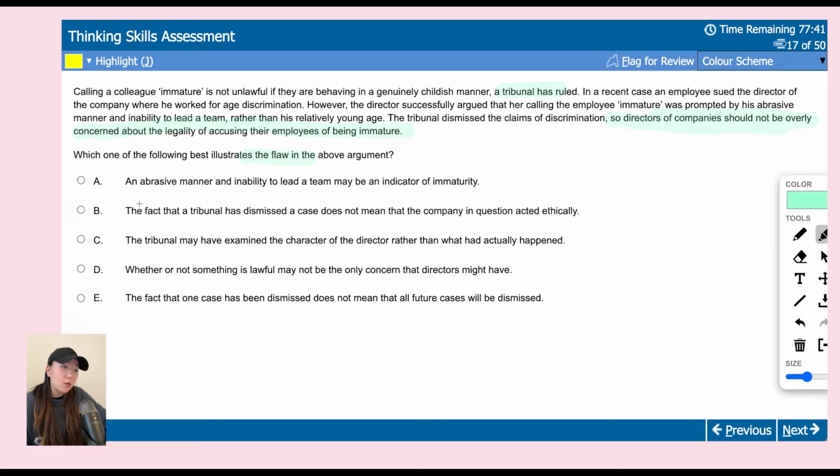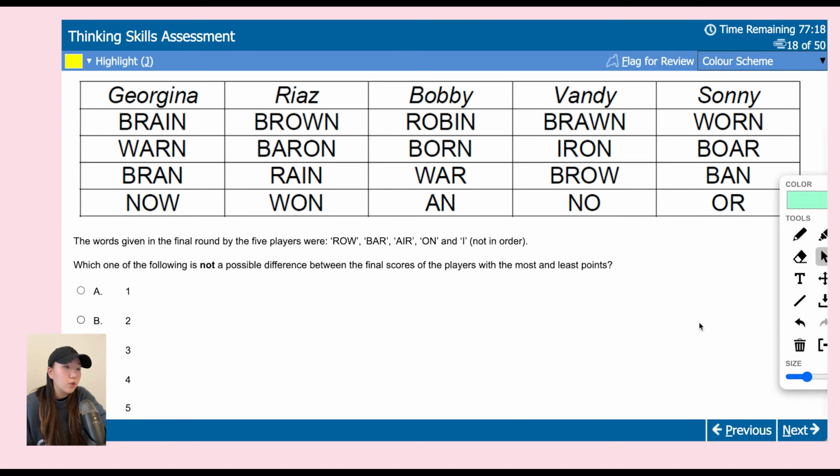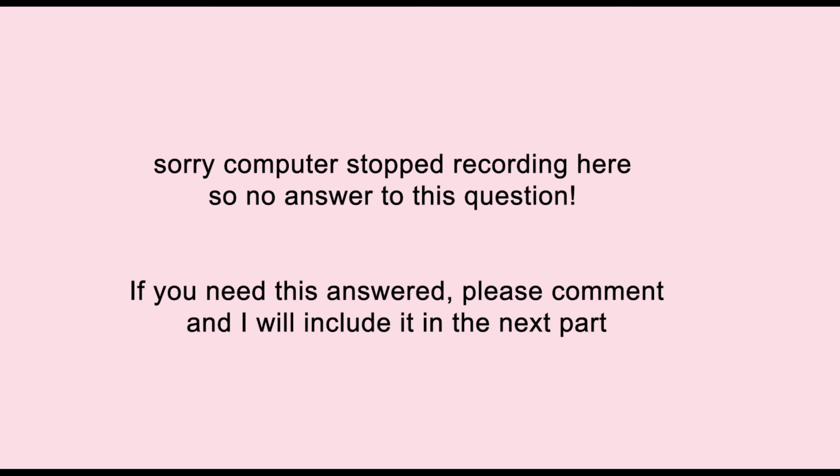Hopefully this is very obvious to you that they cannot just take one successful case that won at a tribunal and then call it good and say, okay, now everybody go off and do the same thing. So that's a very typical flaw question, and the answer to that one will be E. The fact that one case has been dismissed does not mean that all future cases will be dismissed. I'm going to try and run through as many of these as possible before I run out of time.